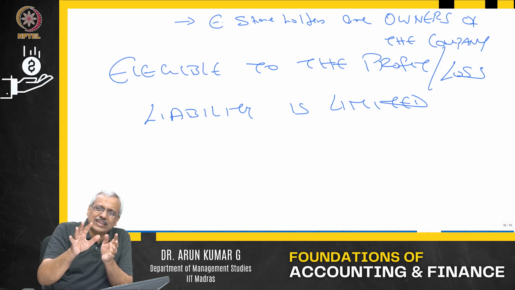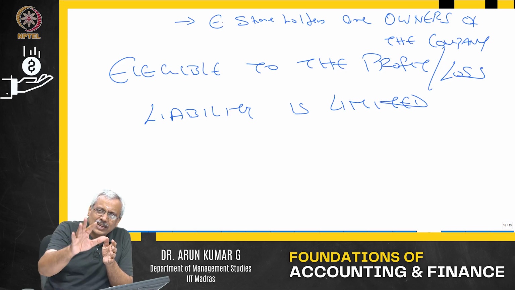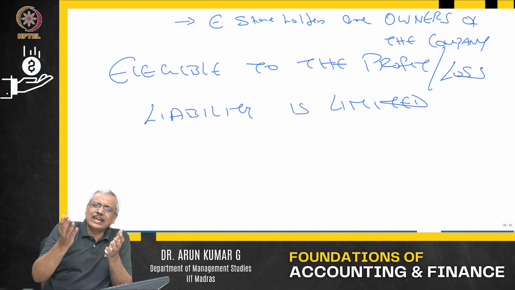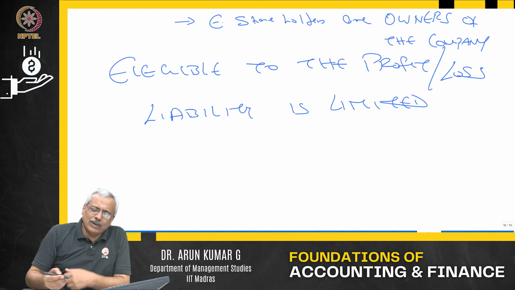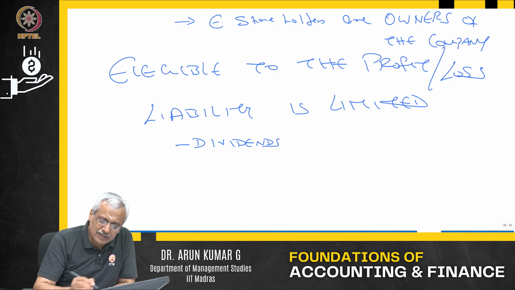So you are an equity shareholder. I have given you very crude definitions. Equity shareholders, owners of the company, yes. Equity shareholders, voting right, yes. How will the equity shareholder make money? They will make money in the form of, number one, of course, dividend. Number two, in the form of capital gain.